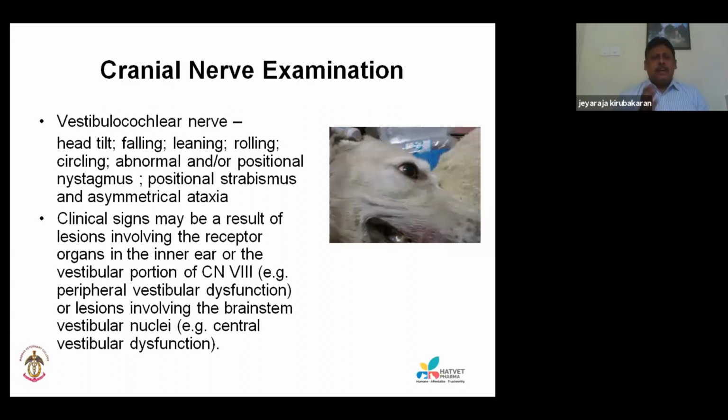Okay. So if it is involving the receptor organs in the inner ear or the vestibular portion of the vestibulocochlear nerve, we call it a peripheral vestibular disease. Or if it's involving a lesion in the brainstem, we call it a central vestibular disease. So how to differentiate between these two? While discussing vestibular disease in the next session, I'll tell you in detail. But generally, it is the proprioception, the mentation and the cranial nerve deficits which differentiate peripheral from central. In central lesions, you will have proprioceptive deficits, cranial nerve deficits, and some change in mentation. But those things will not be observed in peripheral vestibular dysfunction.